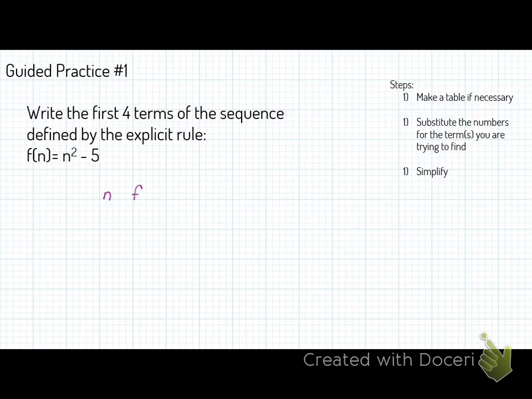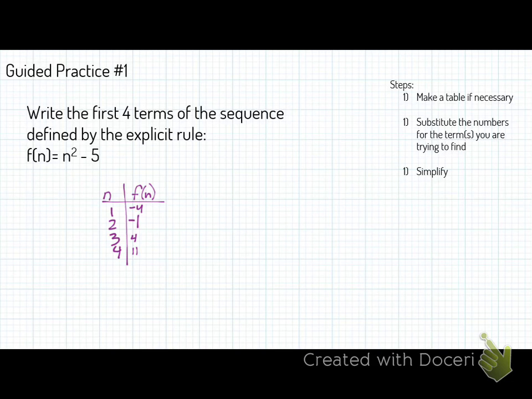So you got n and f of n. You should have drawn a table, and you should have written 1, 2, 3, and 4, and then we're plugging the numbers in. So 1 squared is 1. 1 minus 5 is negative 4, right? Next one is 2 squared. 2 squared is 4. 4 minus 5 is negative 1. 3 squared is 9. 9 minus 5 is 4. Last one, 4 squared is 16. 16 minus 5 is 9. Okay? Oh, no. 16 minus 5 is 11. I don't want to put 9.